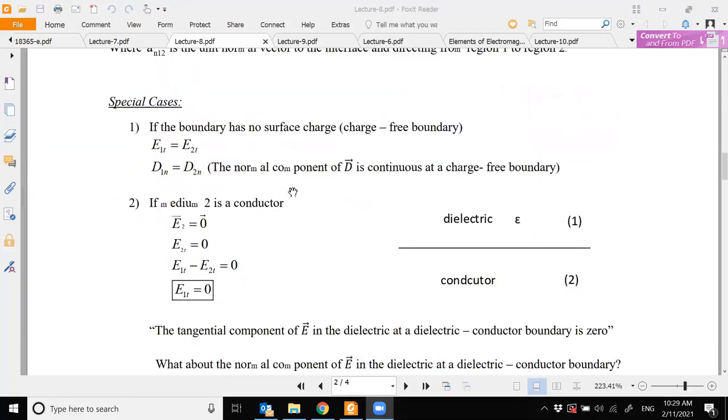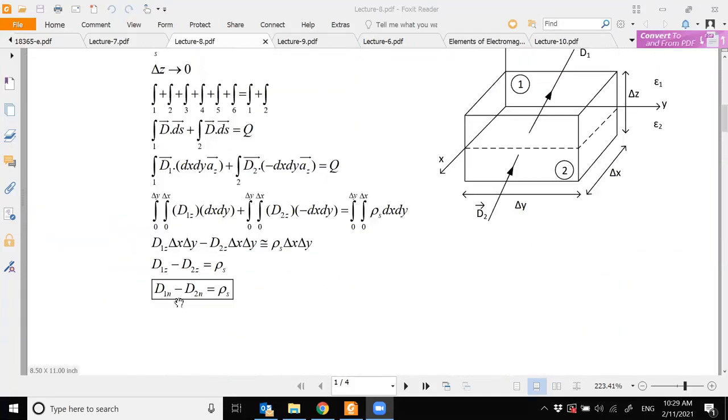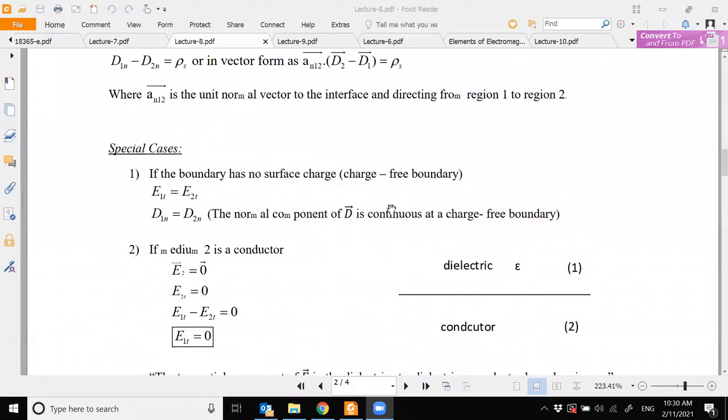Got it? Now we have some special cases. So what are the special cases? If you see here, your second boundary condition is based on the charge density. So that means if your boundary has some surface charges, then D1n minus D2n will be equal to that surface charge. Suppose your boundary doesn't have a surface charge. For example, if you have a boundary between two dielectrics, then in that special case, it's called a charge-free boundary. That is, it doesn't have any surface charges.